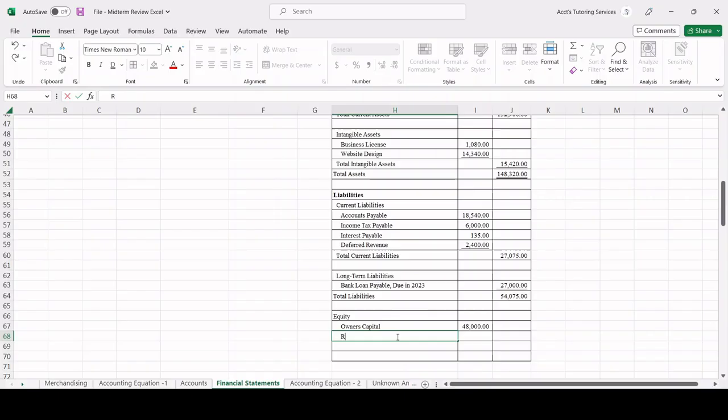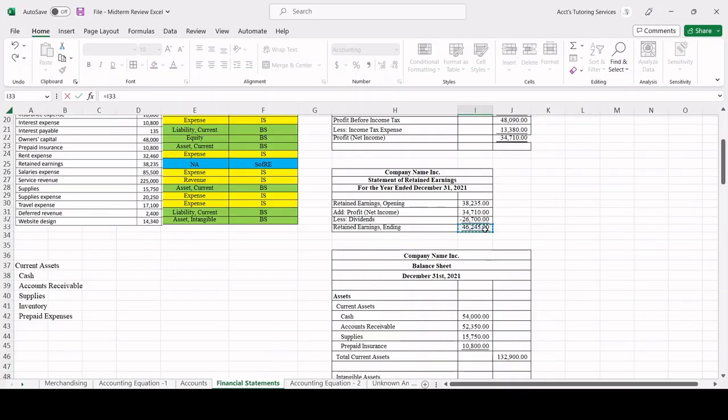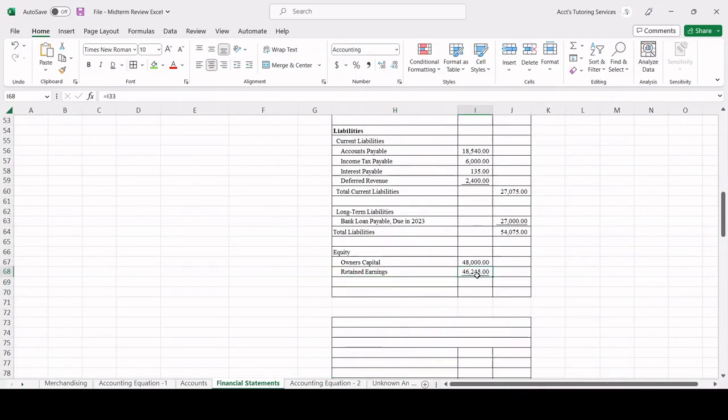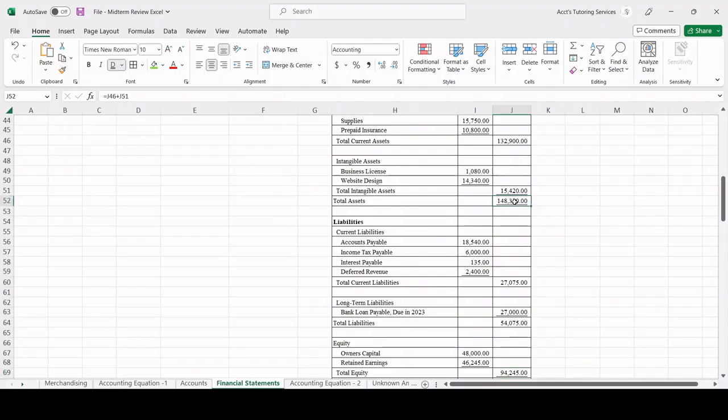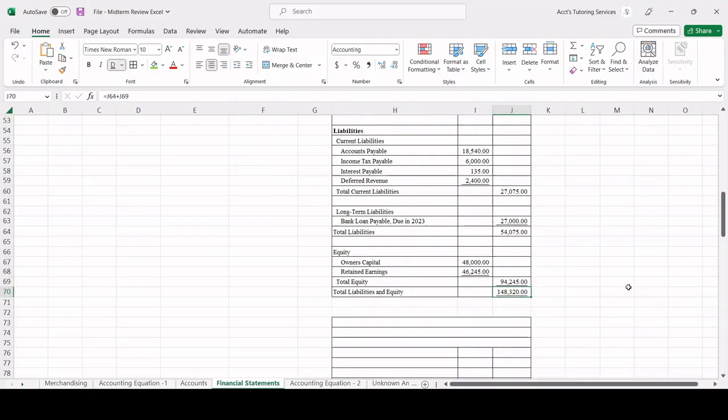1, 2, 3, 4, 5. Retained earnings. Retained earnings is going to come from the statement of retained earnings, 46,245. We're going to add these two together to get total equity. So total equity, once again, underline is very important, is 48,000 plus 46,245, which is 94,245. Then we're going to get total liabilities and equity, which is going to be 54,075 plus the 94,245, which is 148,320. As you can see, it matches this. The accounting equation balances.